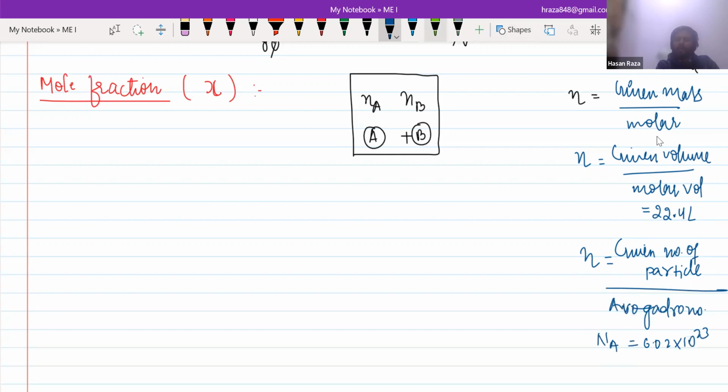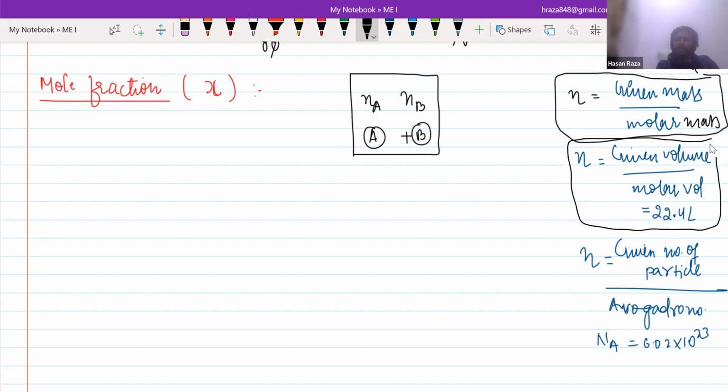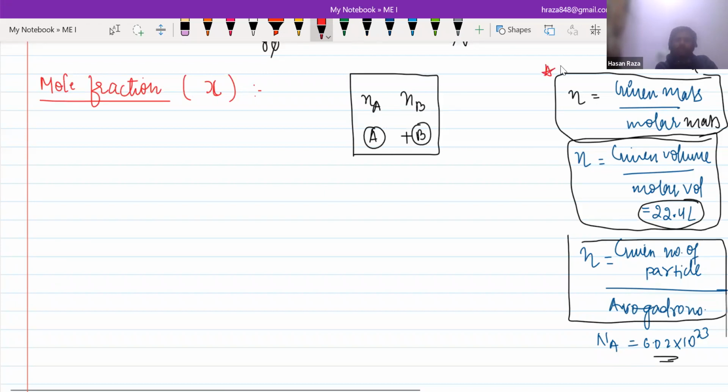And can you calculate the value of molar mass? So you have three different formulas for calculating number of moles: given mass upon molar mass, given volume upon molar volume, that is 22.4 liter, and given number of particles upon Avogadro number, that is 6.022 into 10 raised to the power 23. The most used for this concept is given mass upon molar mass. Is that clear?